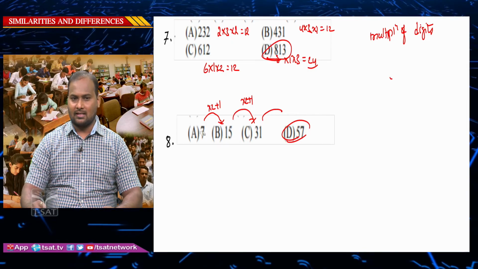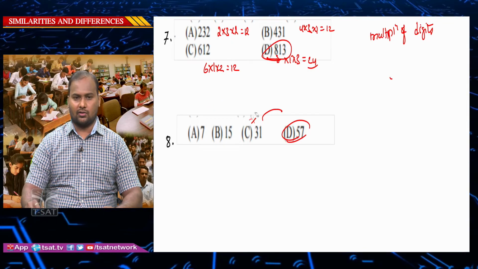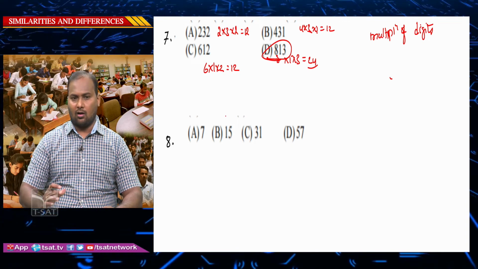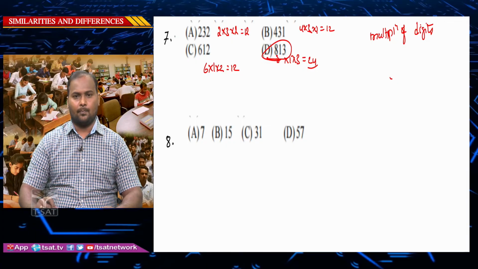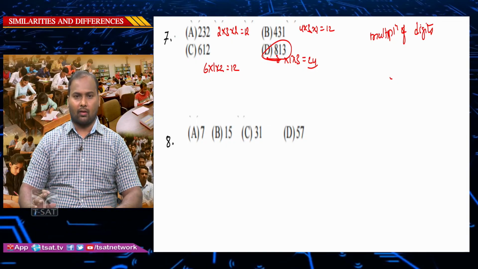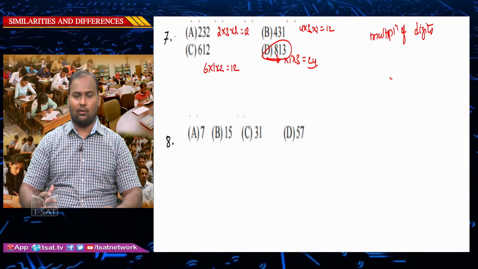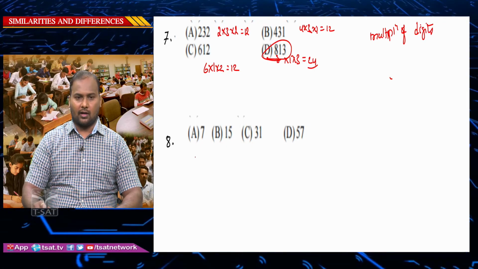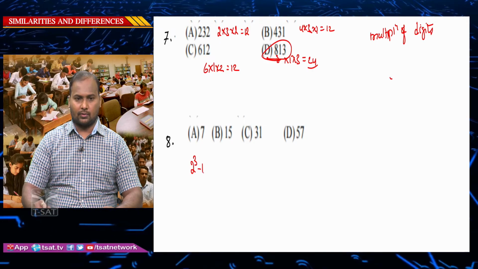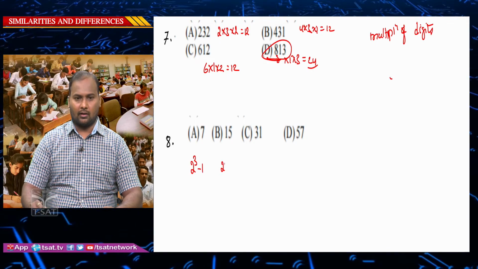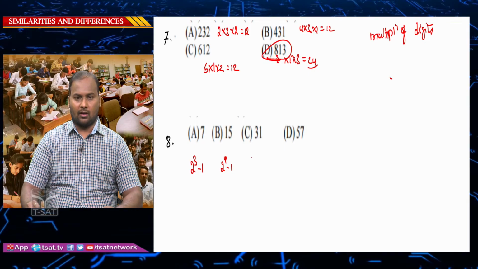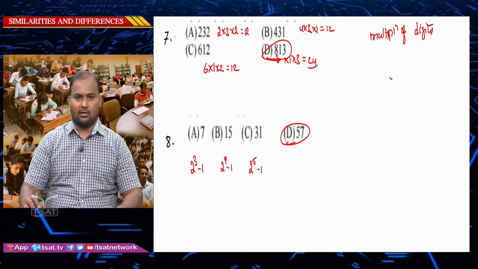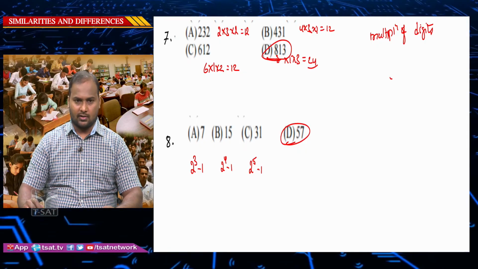Because these are similarities and differences, we are not asking for a pattern change. That is a series type. It is not a pattern change. All 4 numbers are different, and we have to see it as a different one. But with our logic, we need to find the similar pattern that is there for the 3 options, right? 7, I can write like 2 cube minus 1. 15, I can write like 2 power 4 minus 1. And 31, I can write like 2 power 5 minus 1. And that is not possible for option D. So option D is the answer.